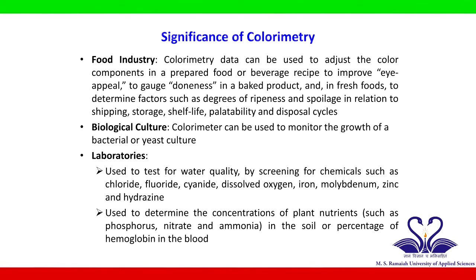Colorimetric estimations are useful in the food industry, where colorimetric data can be used to adjust the color components in a prepared food or beverage recipe to improve eye appeal, to gauge doneness in a baked product, and in fresh foods to determine factors such as degrees of ripeness and spoilage in relation to shipping, storage, shelf life, palatability and disposal cycles. Biological culture: a colorimeter can be used to monitor the growth of a bacterial or yeast culture.